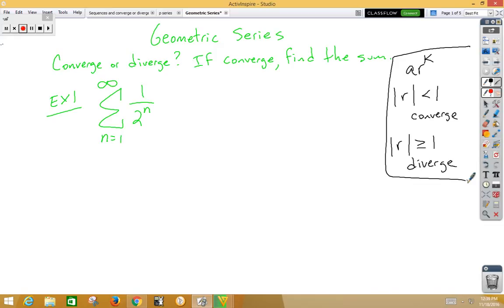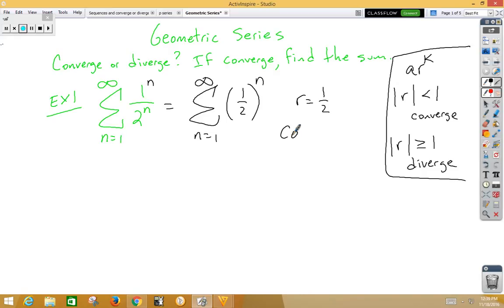So converge or diverge, and here we have the sum from 1 to infinity of 1 over 2 to the n. Well, one of the tricks that we know is that 1 to any power is still 1. So we're allowed to go ahead and put our own n to the top, thus rewriting the series as the sum from n is 1 to infinity of, take out the n, and we have 1/2 to the n power. Well, now clearly r is 1/2. 1/2 is less than 1. Therefore, this series does converge, and we can find the sum.